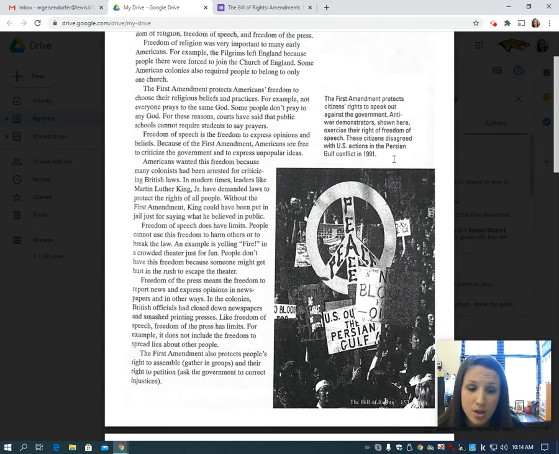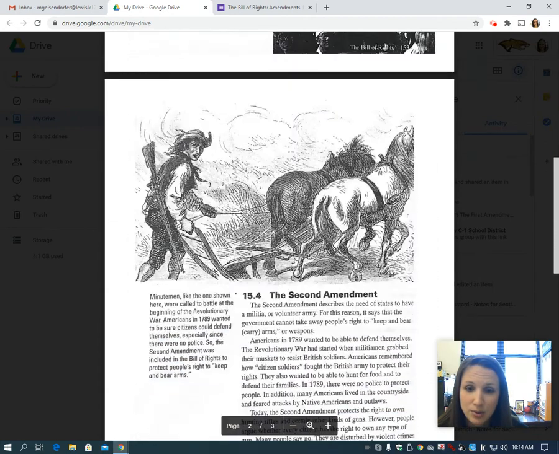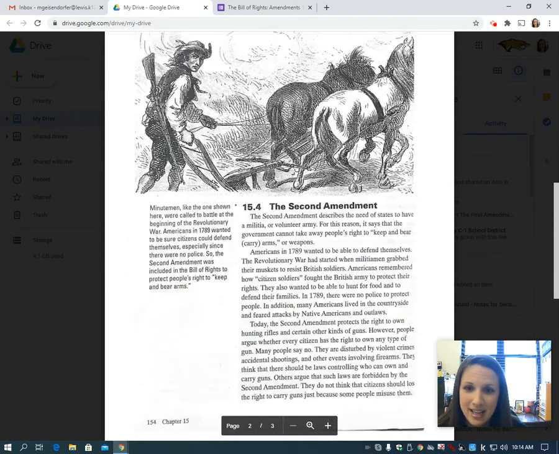All right, so once again, the First Amendment. If you go back into the first paragraph, it tells you all of the freedoms: freedom of religion, freedom of speech, and freedom of the press. Now let's go to the Second Amendment. All right, you see a Minuteman in that picture, and Minutemen were supposed to be ready in a minute to fight, so that's where they got that very creative name for them.